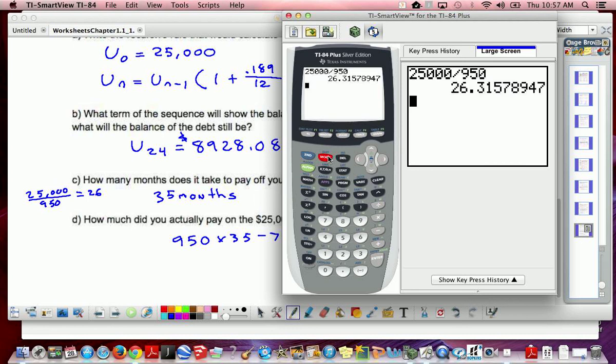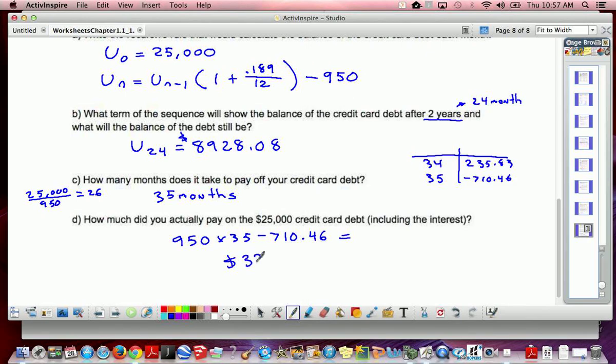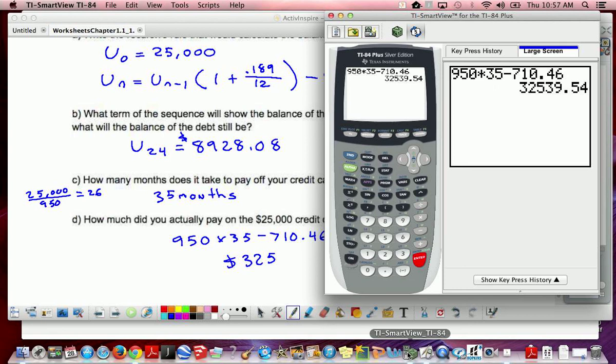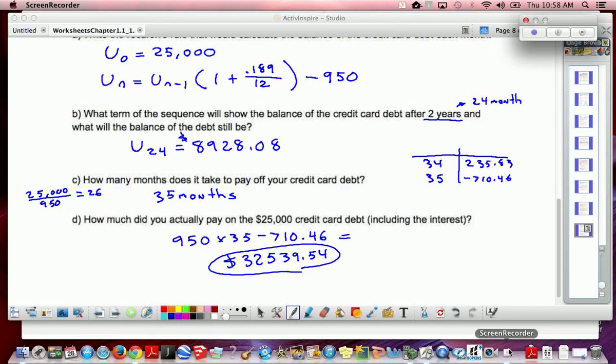Let's just throw up my calculator real quick here. So we did $950 times 35 months, but we get to subtract the 710.46. So we actually paid $32,539.54. Wow, that's a lot of money. But look at that, they're charging you 18.9% interest, which is a lot. All right, that completes chapter 1.